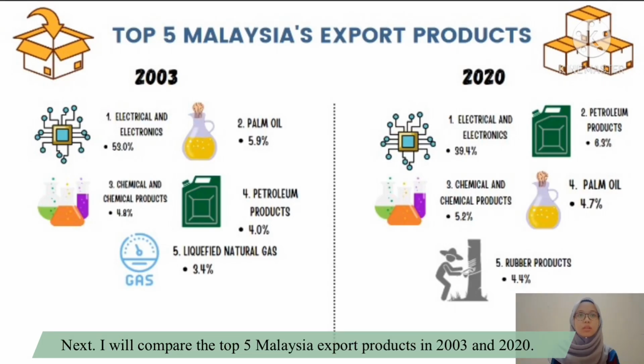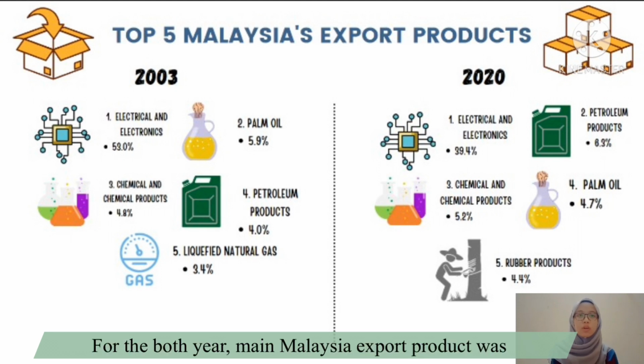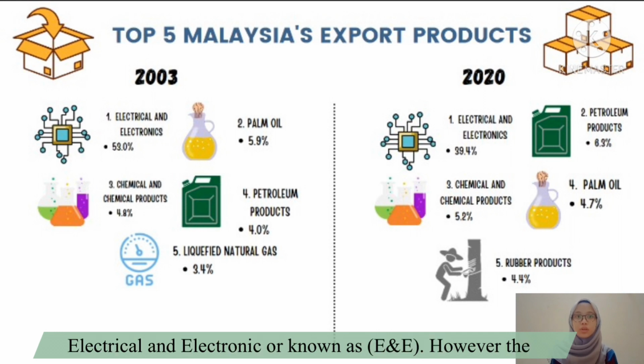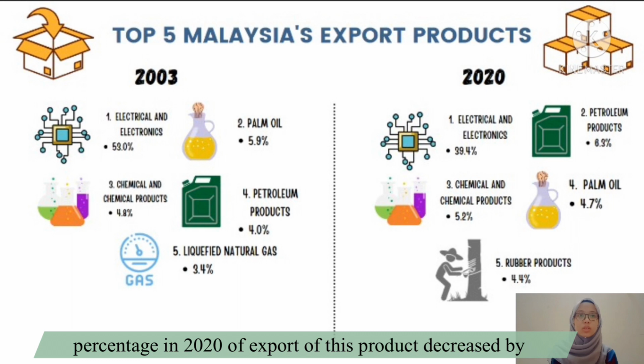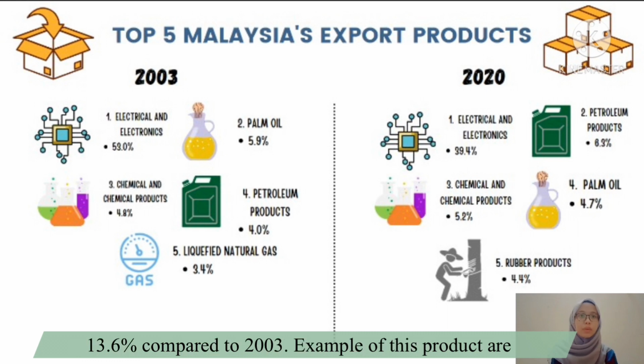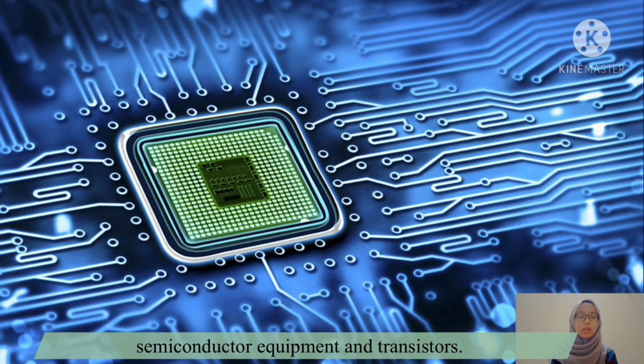Next, I will compare the top 5 Malaysian export products in 2003 and 2020. For both years, the main Malaysian export product was electrical and electronic, or known as E&E products. However, the percentage in 2020 of this product decreased by 13.6% compared to 2003. Examples of this product are semiconductor equipment and transistors.